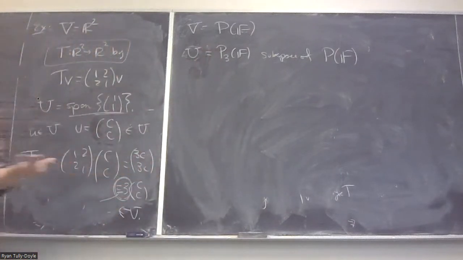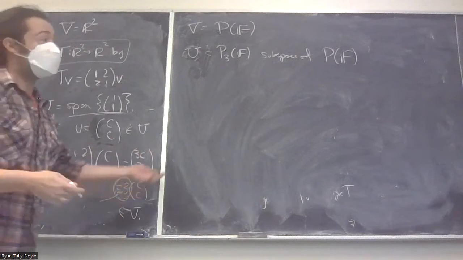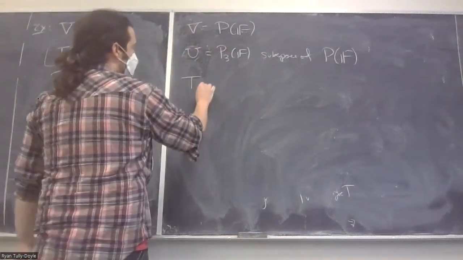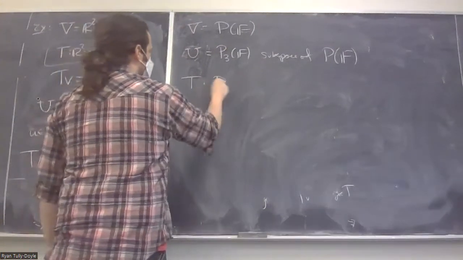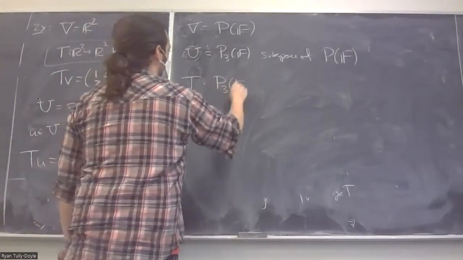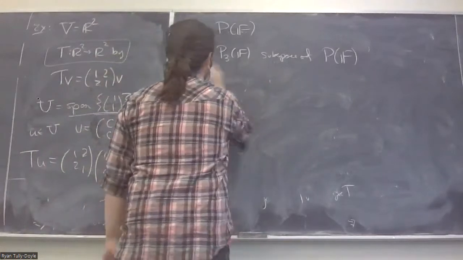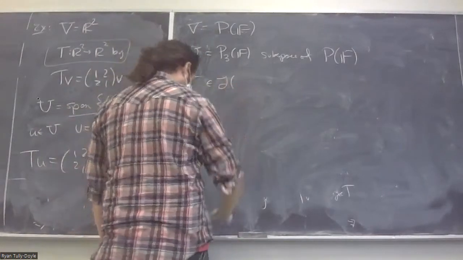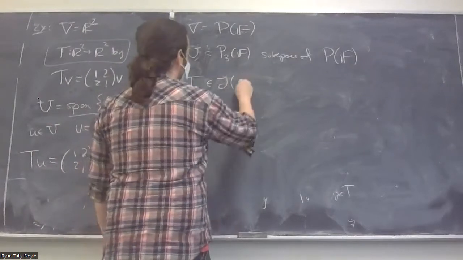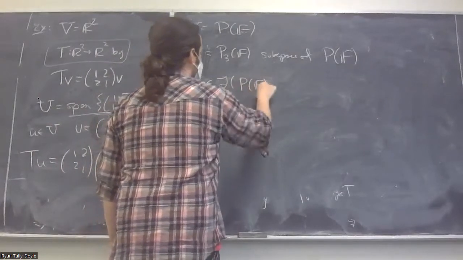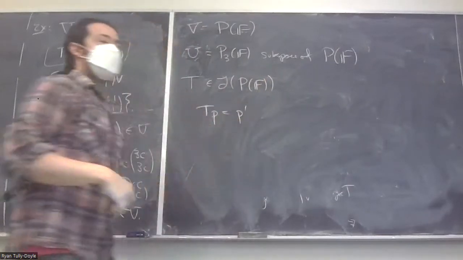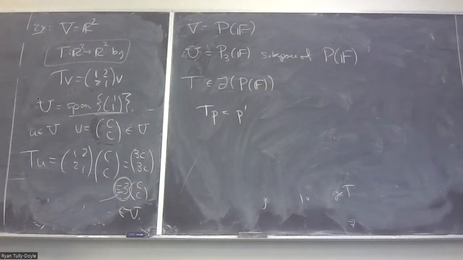So U is a subspace, right? The degree 3 or less polynomials are a subspace of the space of all polynomials. And let's let the map T be a linear map on P of F given by T of p is equal to p prime. So it takes the derivative. That's a linear map. Derivatives are linear.